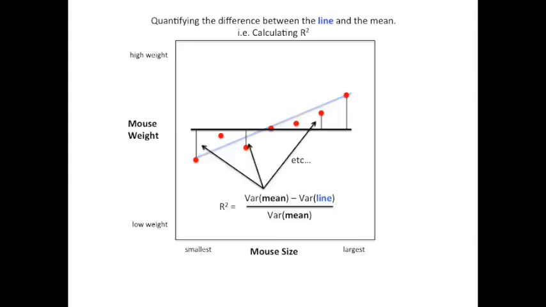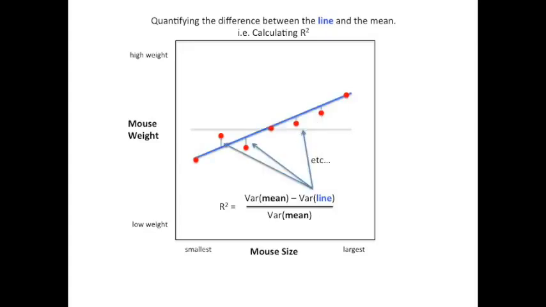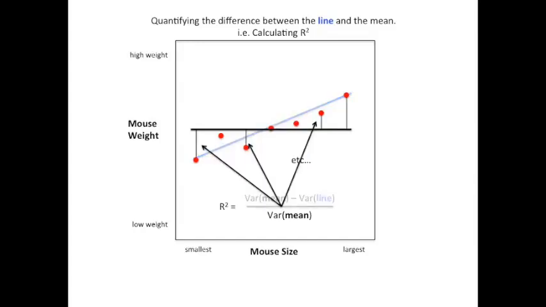The first part of the equation is just the variation around the mean. We already calculated that. It's just the sum of the squared differences of the actual data values from the mean. The second part of the equation is the variation around our new blue line. This is calculated in a very similar way. Here, we just want the sum of the squared differences between the actual data points and our new blue line. The numerator, which is the difference between the variation around the mean and the variation around the blue line, is then divided by the variation around the mean.